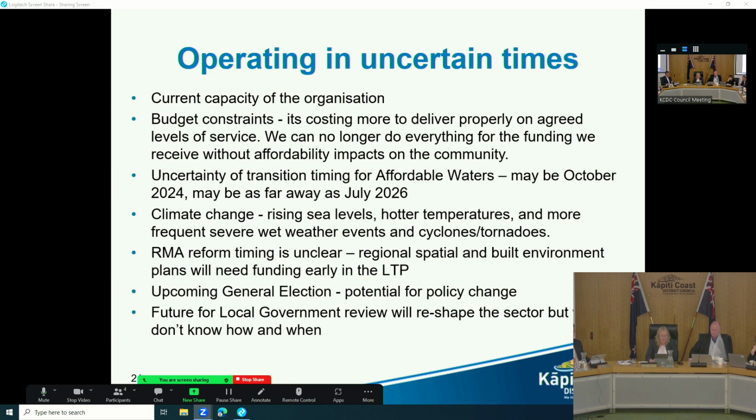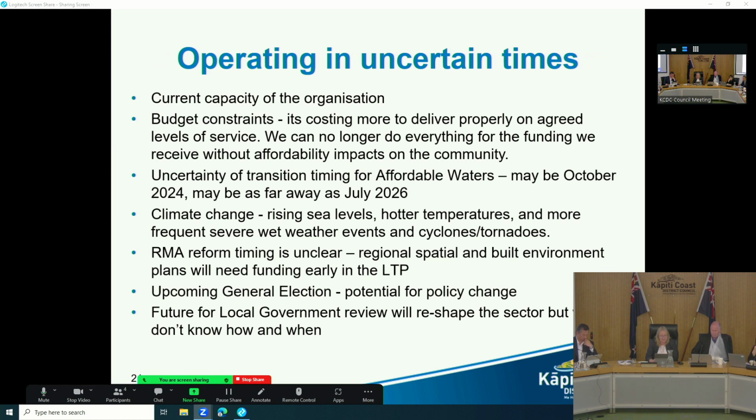We have uncertain timing of the transition for affordable waters, which is not so much a cost issue, but we have to have a plan B. We're doing a lot of paddling underwater, getting everything ready to go on that. Hopefully, now that the amendment bill has just gone through the House, there might be a bit more action on that soon. We might have a bit more certainty. We continue, of course, to have climate change issues: rising sea levels, hotter temperatures, more frequent wet weather events, cyclones, tornadoes. The RMA reform timing is unclear at the time that I wrote this slide.